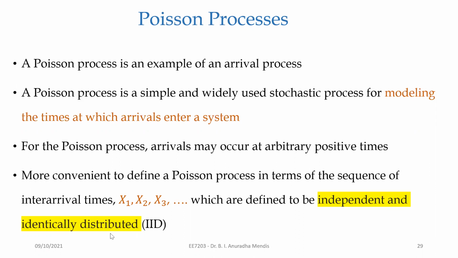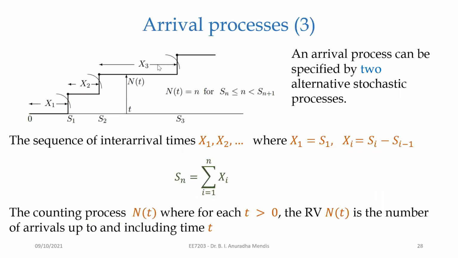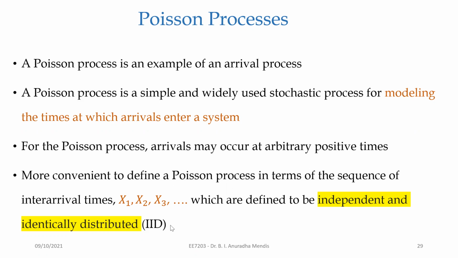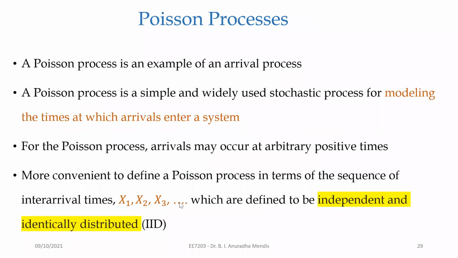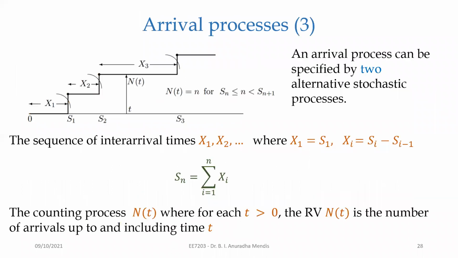They are independent and identically distributed. These X1, X2, X3 are independent and identically distributed random variables. So what is the meaning of these two? These random variables are independent. So that one you can identify, okay? They are independent. That means the first arrival happened. Is there any impact of the first arrival on the second arrival? No, sir. No, because users are independently joining the system.